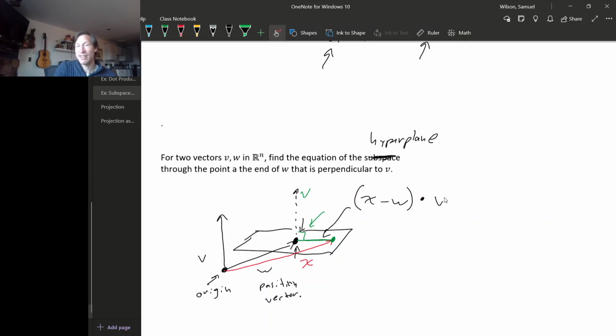So we can just dot that with v and set that equal to 0. So this is the equation for the plane perpendicular to v that goes through the end of w.